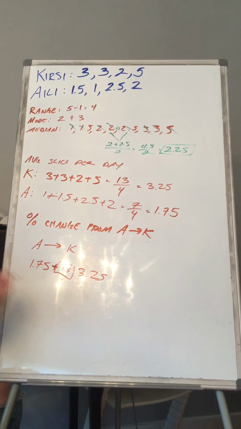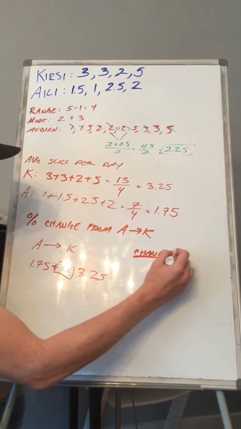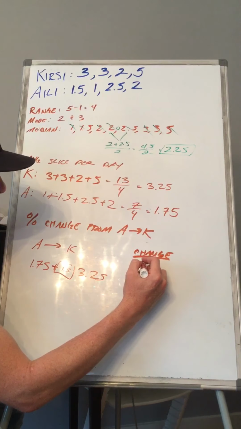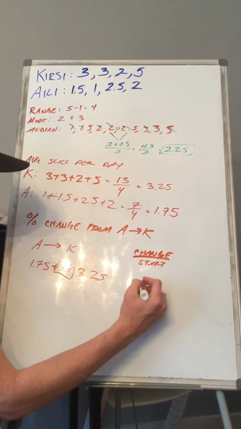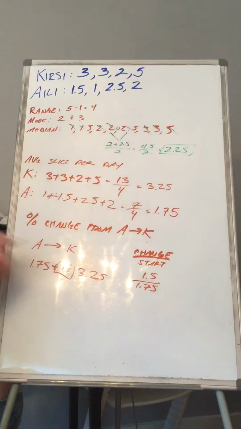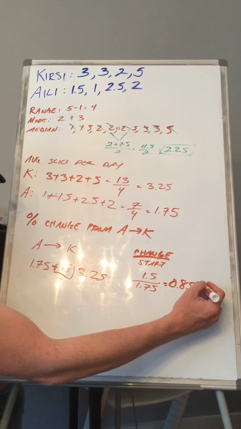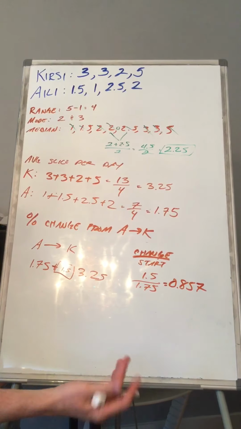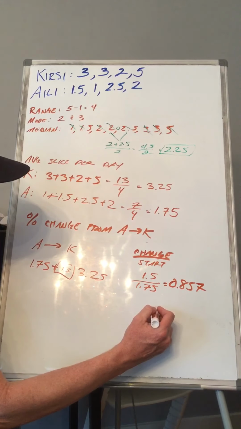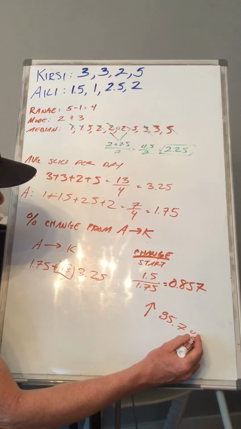Then I have my change divided by my start. So I have 1 1/2 divided by 1 3/4, and I get roughly this. And then that as a percent, you move it over 2 places or multiply it by 100. So it's an increase of 85 7/10%.